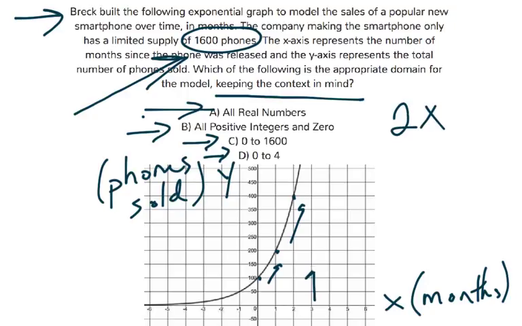After 3 months, it's going to jump up to 800, which would be somewhere up here. And then if you keep thinking about it, well, after 4 months, it would jump all the way up to 1,600. The point would be 4, 1,600.